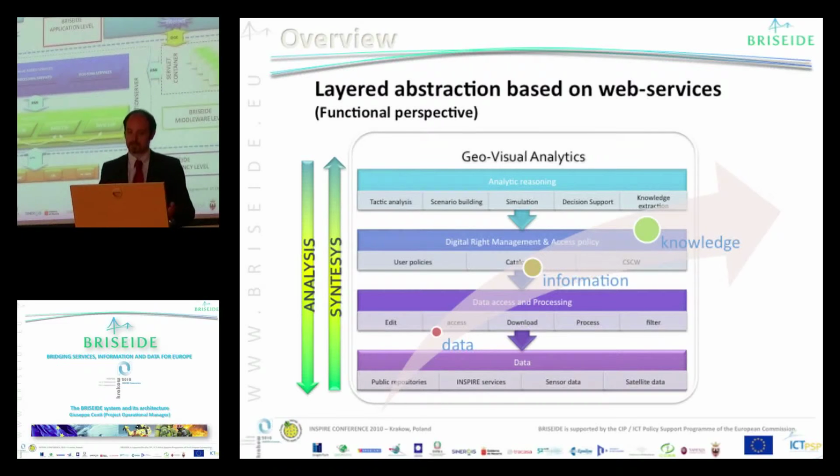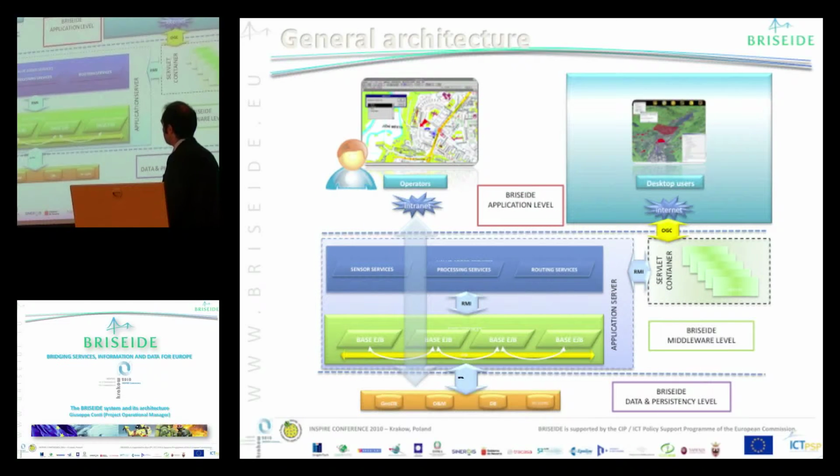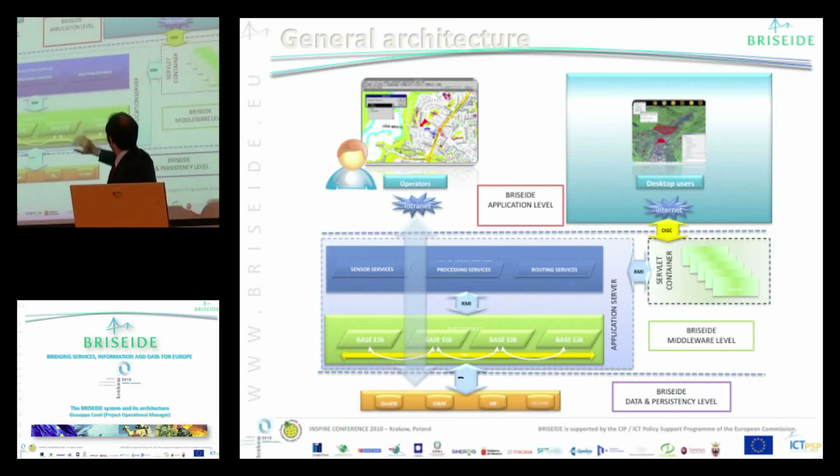So from a slightly more technical perspective, the system is articulated in the standard three layers. So we have the data layers on the very bottom of it. Then we have the middleware. The idea is that we have a number of base services. With base services, we refer to, for instance, the standard OWS, WMS, WFS. You can think of them as a sort of base services. And then on top of them, we have the high level or value-added services, as we refer to them in BRISEIDE. That means processing services, routing, sensor access, and the orchestration, which is essential, of course, to connect them all, to wire them up.